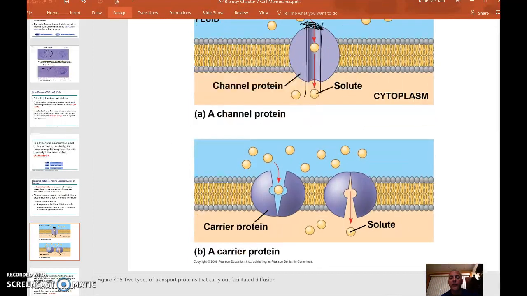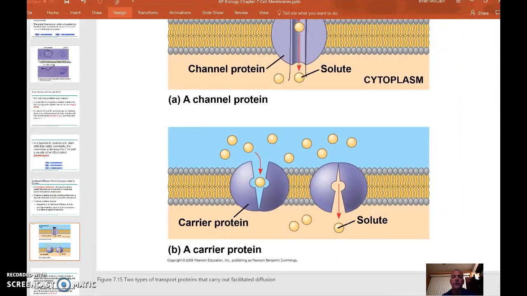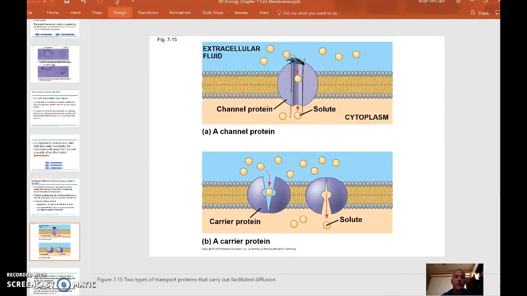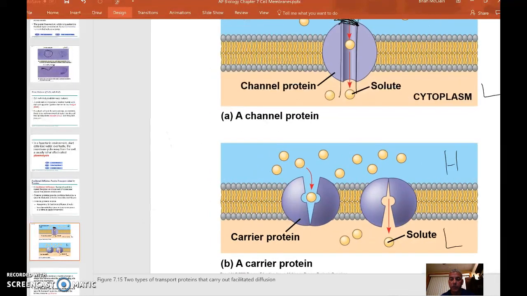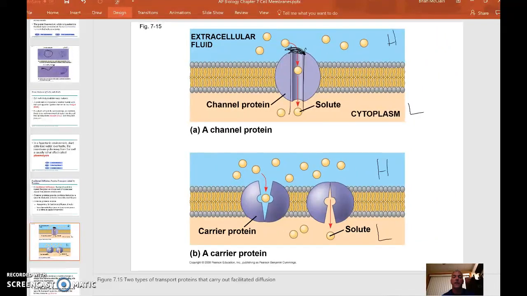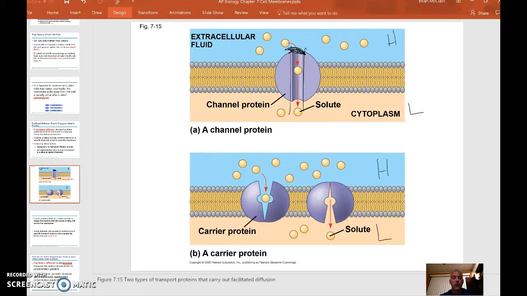The other picture that we have right here is a carrier protein. Now, both of these images are showing us going from high to low. So anytime you go from high concentration to low concentration, you're dealing with passive transport. And the big difference between these two is that this one involves a conformational shape change that expels the substance onto the other side of the membrane, and neither of these things are going to use energy. So these are both examples of passive transport.